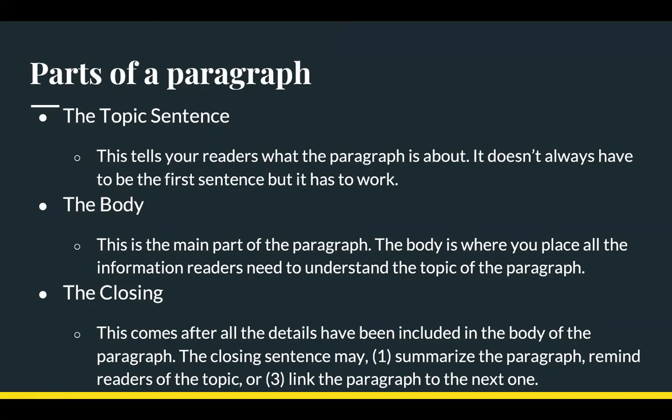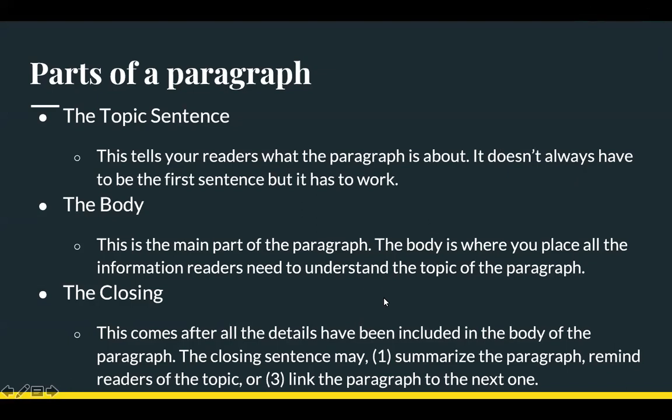So this tells your readers what the paragraph is about. It doesn't have to be the first sentence, but it has to work. And what I mean in this case is that if you decide to make it a second sentence, it should flow from the first sentence. It should be something that someone reads the first sentence, reads the second sentence, and they see that it makes sense. Then you have the main body of your paragraph. That is where you put all the extra information for your readers to better understand the topic of the paragraph.